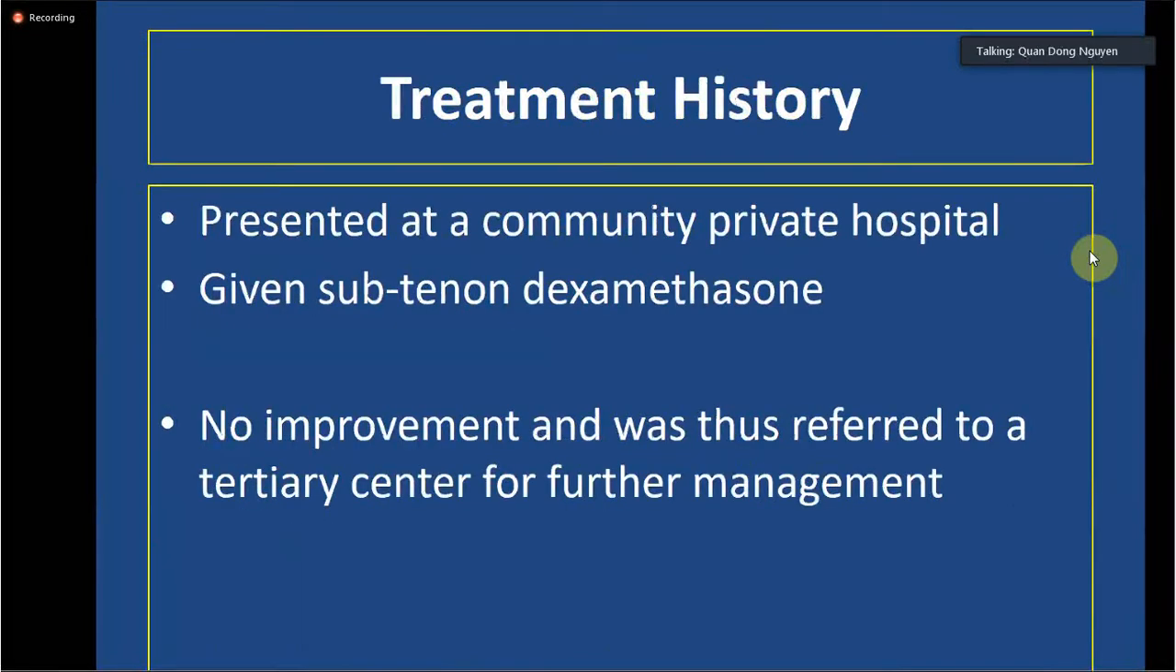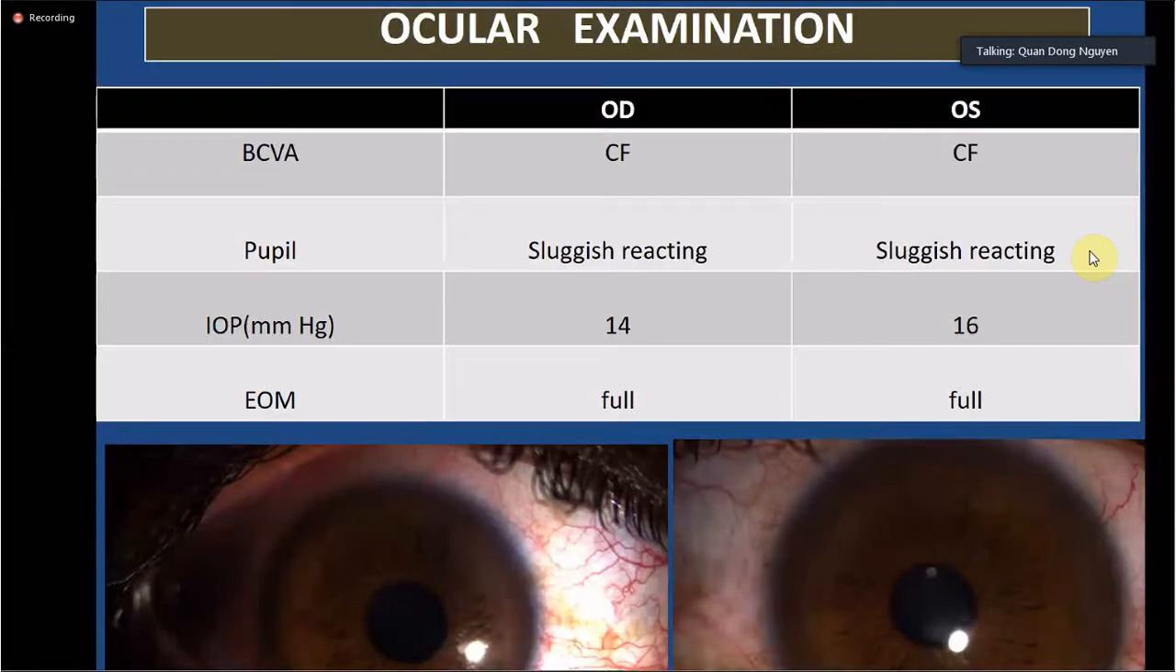He first presented to a community private hospital, where he was told that he has inflammation. So the local ophthalmologist gave him a subtenon injection of dexamethasone. The inflammation did not improve, and he was referred to the tertiary care center for further management here. On examination, this is him.